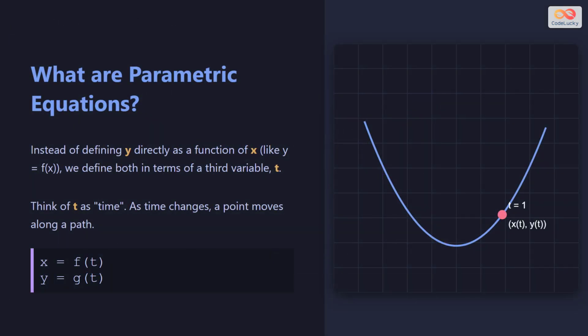First, let's quickly review what parametric equations are. Instead of a single equation connecting x and y, we have two separate equations. x is a function of t, and y is a function of t. You can think of t as time. As time ticks forward, a point moves along the curve in the plane. Our goal is to analyze the geometry of this path using derivatives.